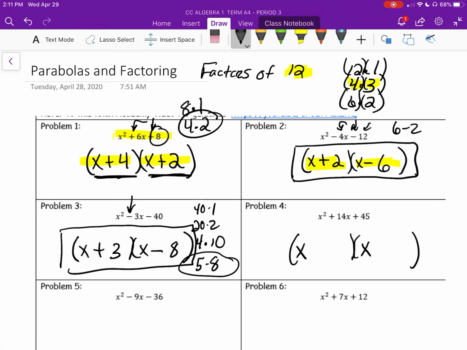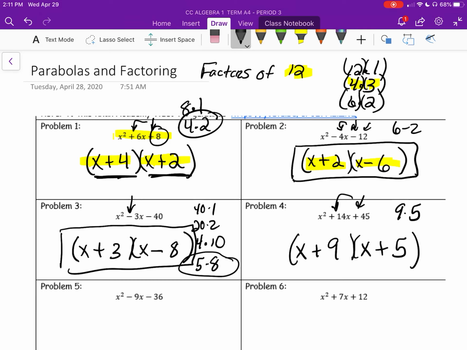So again, fill in x and x, put in plus and plus, because we're adding 2 positives. And I want the factors of 45 that add up to 14. Well, the easiest factors of 45 that I remember are 9 times 5. And 9 and 5 happen to add up to 14, so I got lucky, 9 and 5.